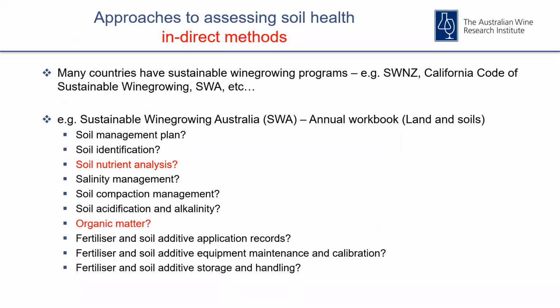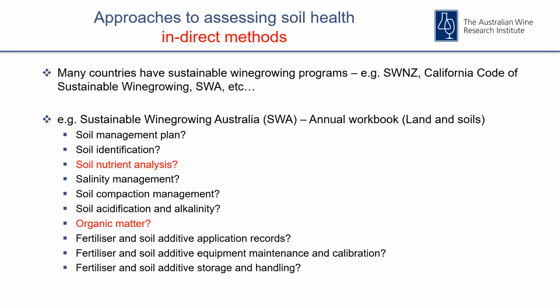So firstly, let's look at the indirect methods. Many countries around the world now in the wine sectors have sustainable wine growing programs. We know that there's the Sustainable Wine Growing New Zealand program. There's certainly ones in California, South Africa, and also here in Australia, we have the Sustainable Wine Growing Australia program, which is now the single national sustainability program that we have here and that we're really pushing out. It only commenced from July 1 this year onwards.